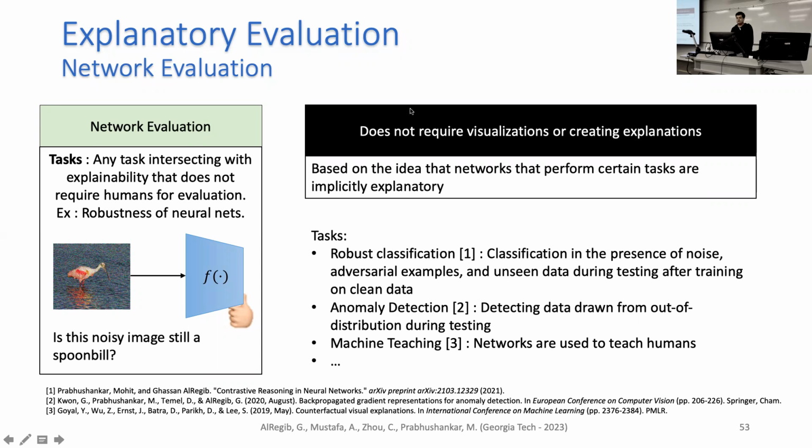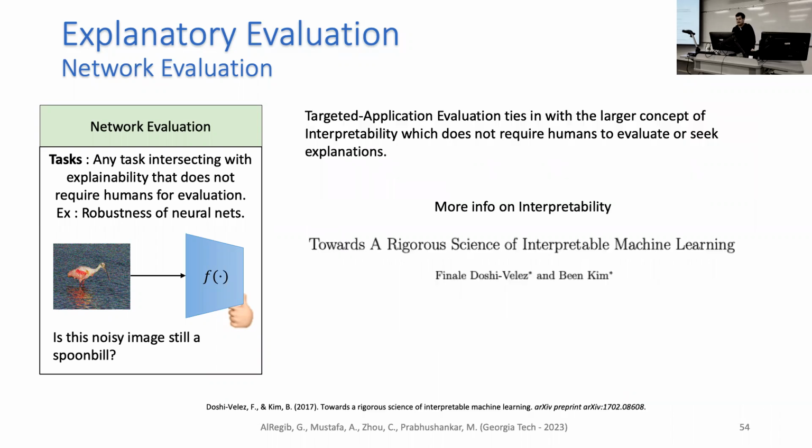So we're going to be ignoring or not talk too much about this, but there is a large set of applications like robust classification, anomaly detection, which I think will be a lecture in the future, machine teaching, there's something called active learning. All of these things, if your network is doing good in these other auxiliary applications, then that means a network is more explainable, is basically the idea. There's a very large set of these applications. There's this paper called Towards a Rigorous Science of Interpretable Machine Learning, which covers a taxonomy in this particular case, which talks about all these kind of applications of network evaluation.